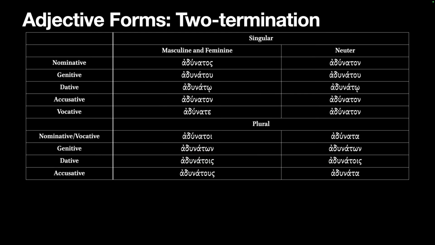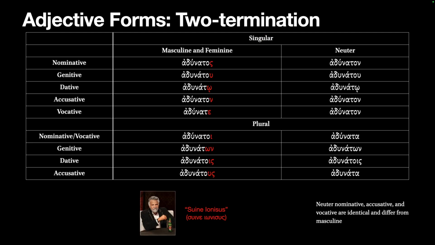When we move over to the paradigm for the two-termination adjective, it's going to look like this. Remember, in a two-termination adjective, the masculine and the feminine are both encompassed by the second declension endings here. And notice once again that we have our neuters being the same as one another, but also different from the masculine and the feminine over here. And our friend Swain Ionesus is once again going to be helpful for us with respect to two-termination adjectives.